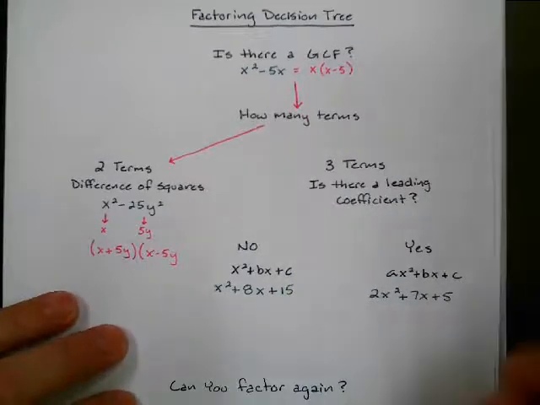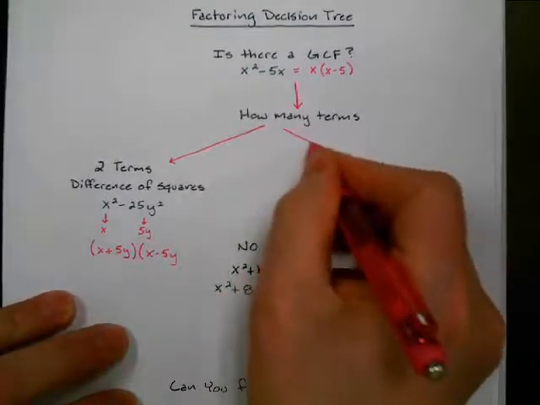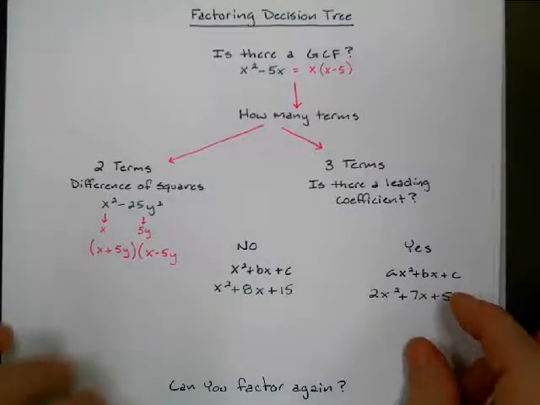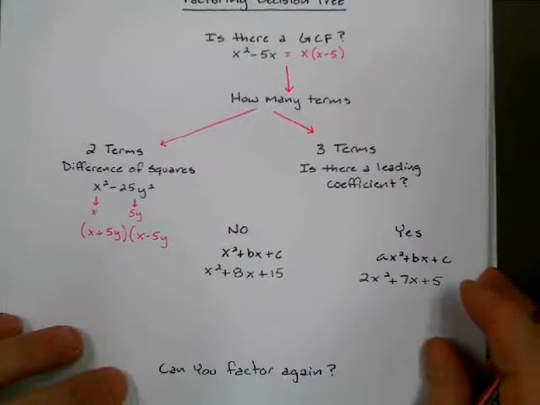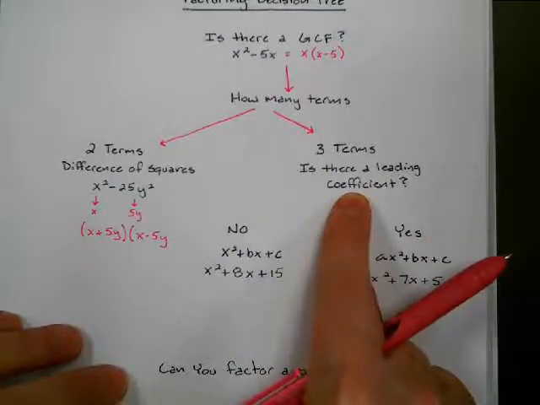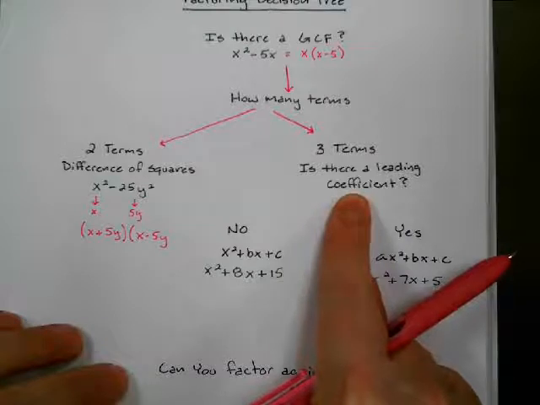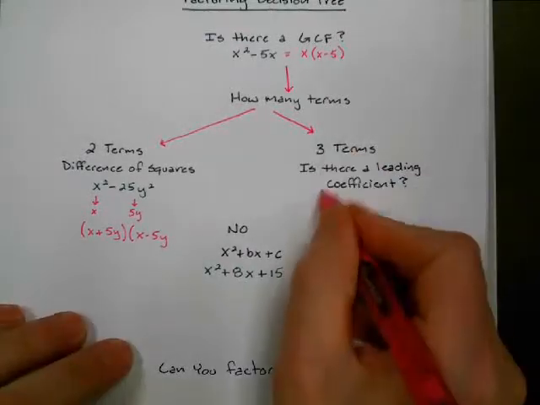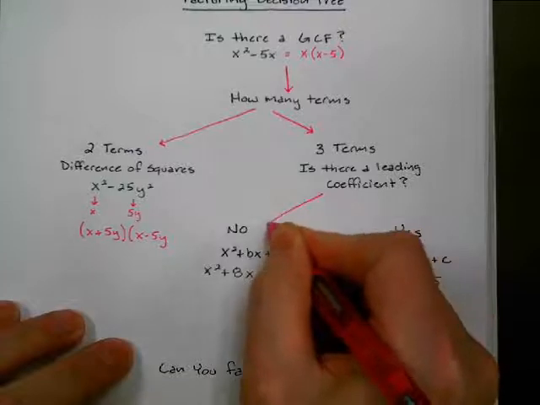All right, what if the problem we were looking at had 3 terms? Well, when we have 3 terms, there were 2 different methods we looked at. Is there a leading coefficient is the question we have to ask ourselves. Leading coefficient, that just means with the leading term, the first term in the trinomial, is there a number that's going with the variable? The first thing that we did was problems where that was a no.